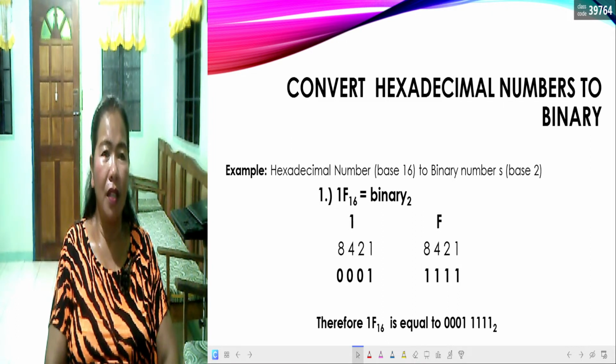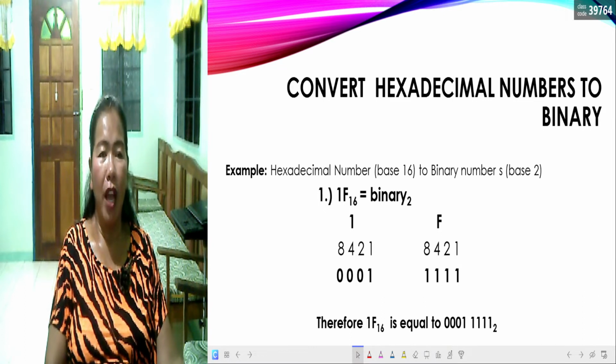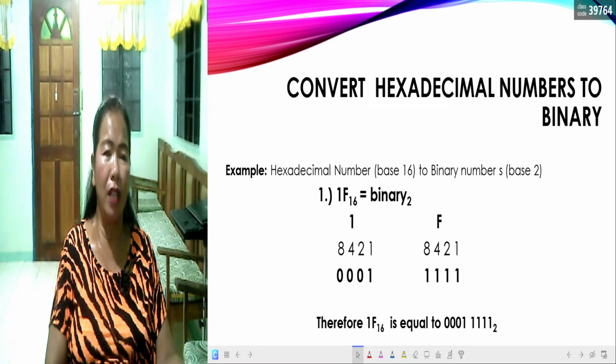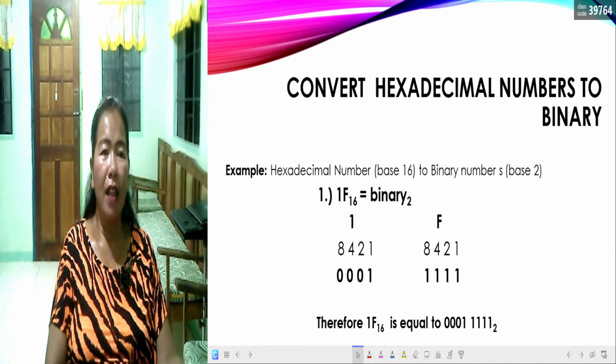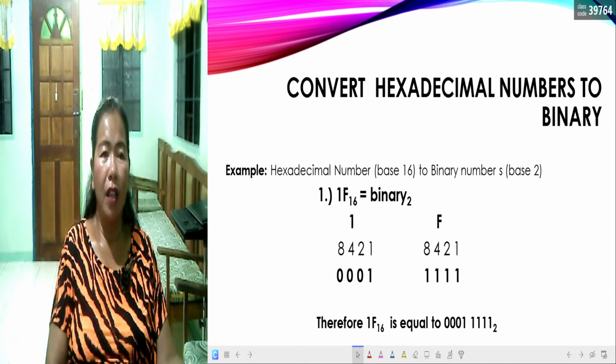So this time, since this is hexadecimal, you have to use 1, 2, 4, 8 as the multiplier equivalence, because when you add 8 plus 4 is 12, plus 2 is 14, plus 1 is 15. And that is the highest number in hexadecimal. So therefore, that is why we are using 1248 as our multiplier equivalence.